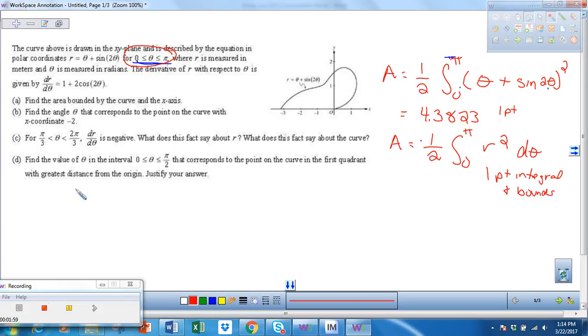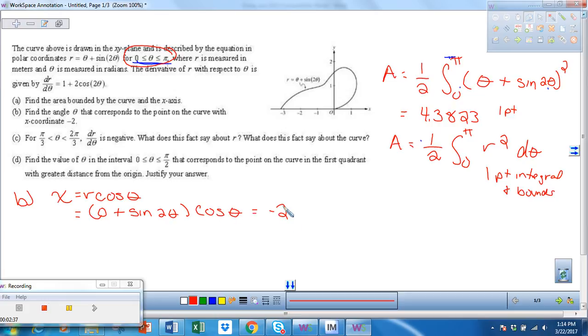Okay? B, find the angle that corresponds to x equals -2. There are a lot of questions about this. If we're looking for x equal to -2, we have to write this in rectangular form. So I have to remember that x is equal to what? r cosine theta. And since r is equal to theta plus sine 2 theta, then times cosine theta, and we want that to equal -2.